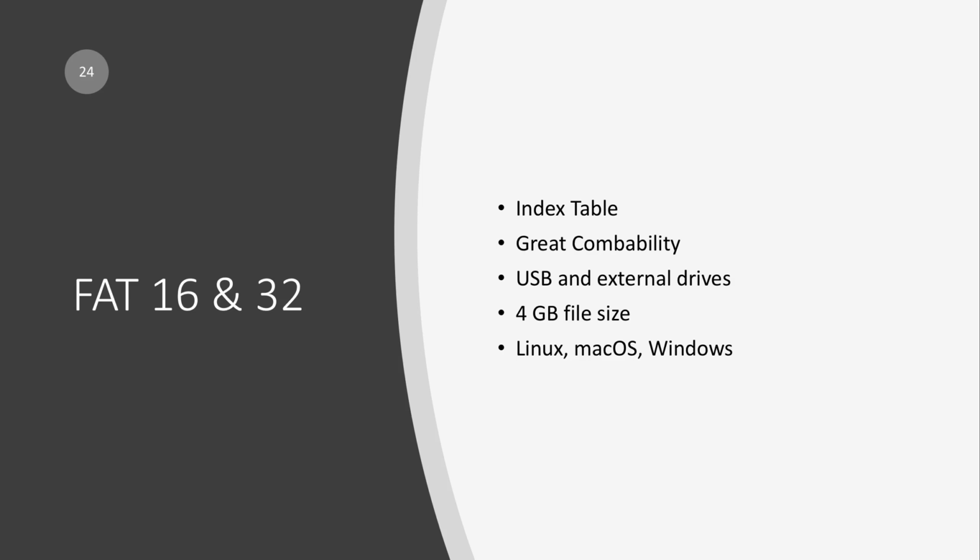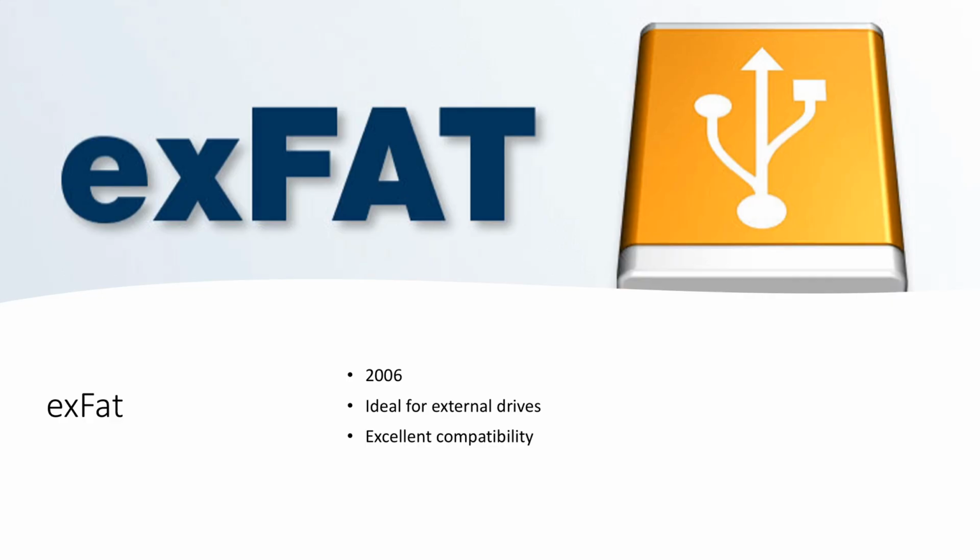FAT16 and FAT32 are widely supported by most operating systems, including Linux and Mac, and they are frequently used on USB and external drives. However, they have a major problem, and that problem is that they can only store file sizes up to 4 gigabytes in size. So large files, such as big movies, cannot go onto a FAT16 or FAT32 USB. So Microsoft released exFAT in 2006.